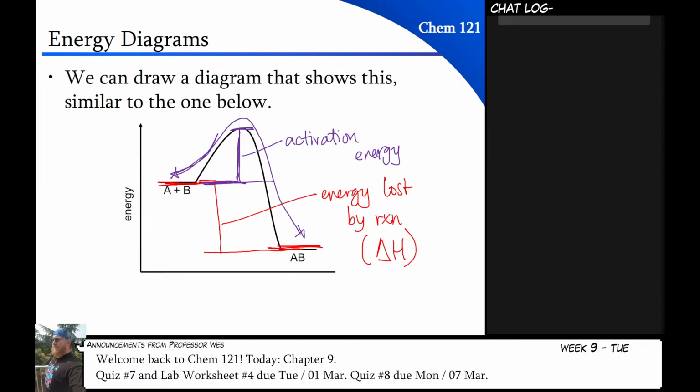Our diagram will show the activation energy for a reaction, which is the difference between the reactants and the peak of the hump. And we'll also show the energy lost by the reaction, which is the difference between the reactants and the products, operating on the assumption that the reactants have higher energy. Then the energy is lost. In a second, I'm going to have you draw a flipped diagram, and then I'll have you type it in the chat with ASCII art or something like that.